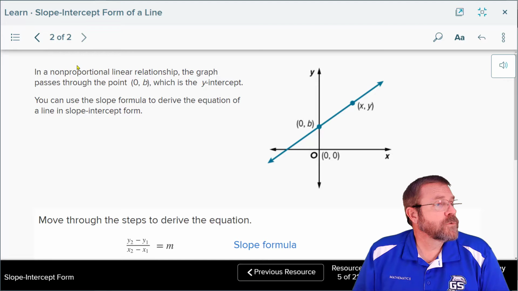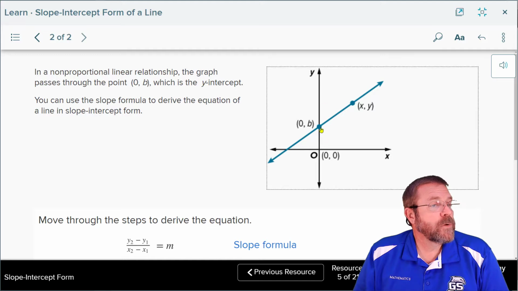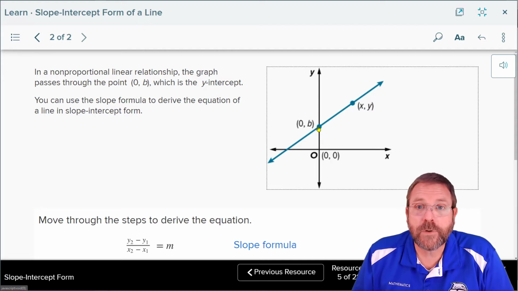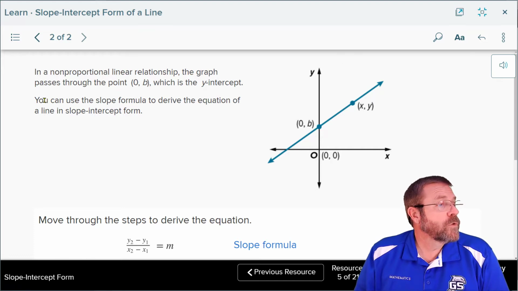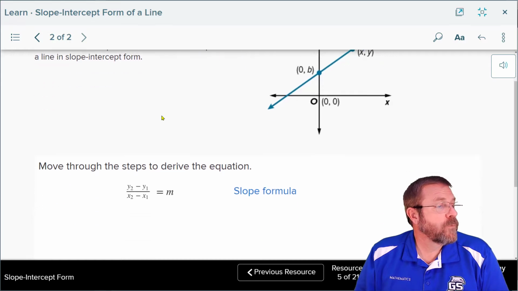In a non-proportional linear relationship, the graph passes through point (0, b), which is going to be your y-intercept. So this point right here, you can see they have labeled as point (0, b), where x is 0, y is equal to, whatever y is equal to, they're calling it b. That's going to be your y-intercept, and you can use the slope formula to derive the equation of a line in slope form.